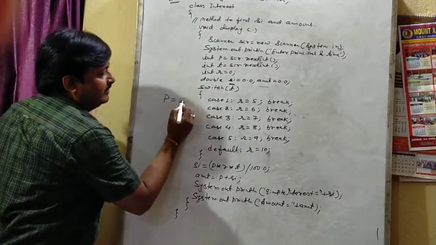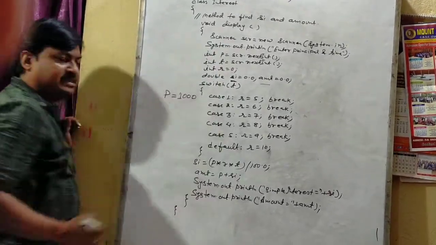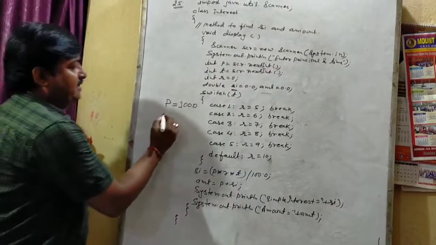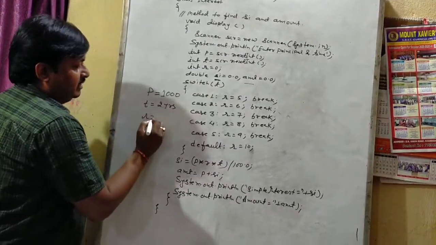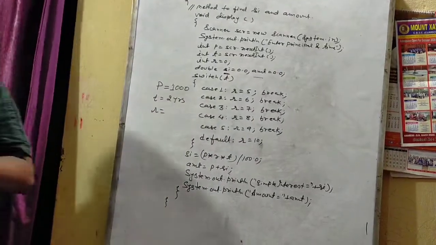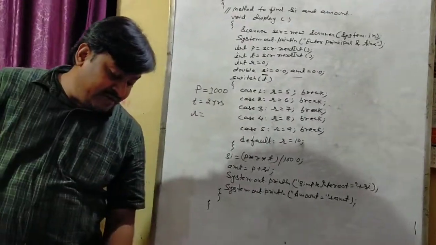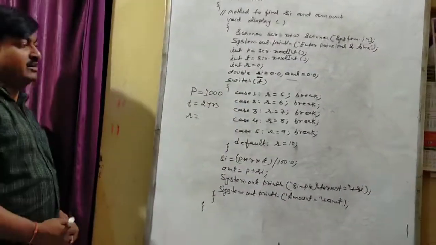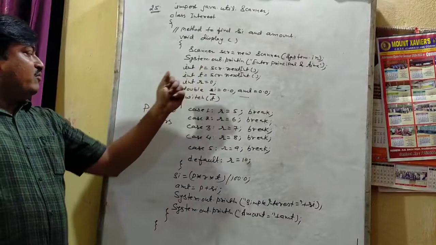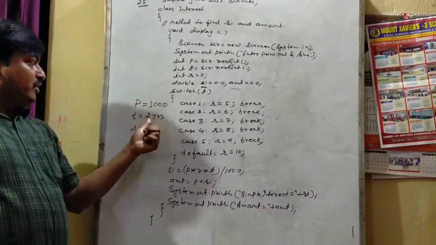Let's say principal will be 1000. Suppose principal is rupees 1000 and time is 2 years. So according to the question, what will be the rate? According to the question, for time 2 years, rate will be 6%. Let's check whether this program will give 6% rate or not. So P equal to 1000, T equal to 2 years.